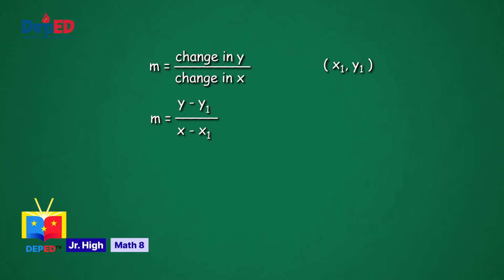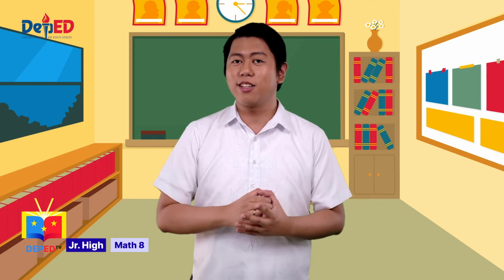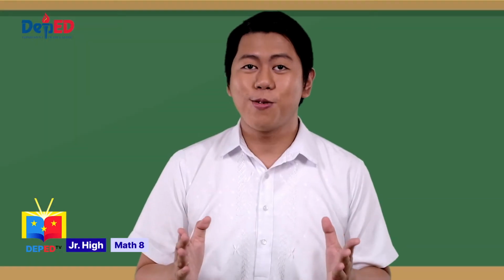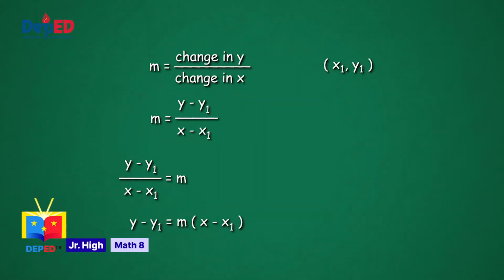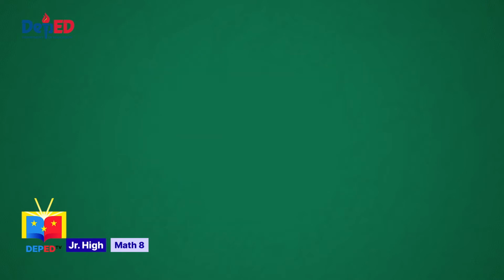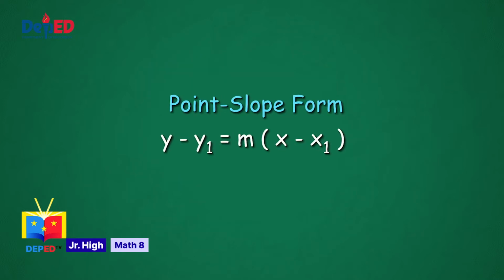We can also express this the other way around. Then we can multiply both sides of the equation by the denominator, the quantity of x minus x sub 1. So, the equation of the line can be derived using this formula: y minus y sub 1 equals m times the quantity x minus x sub 1. This is what we call the point-slope form.